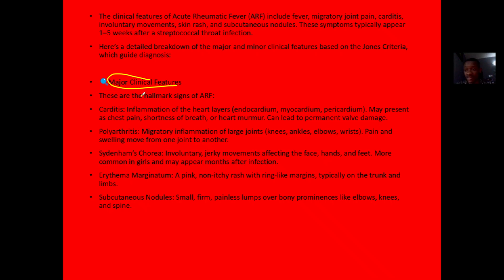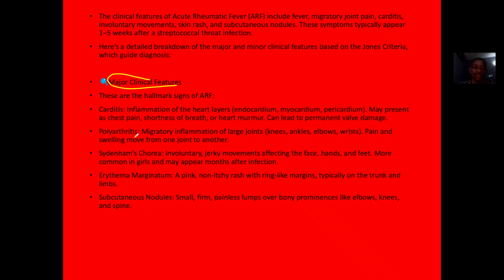So for the major clinical features, there's carditis, so inflammation of heart layers. It could be endocardium, it could be myocardium, it could be pericardium, anyone, or it could be all of them or two of them. Do you understand? So patients will be complaining about chest pain, okay, shortness of breath, heart murmur, okay.